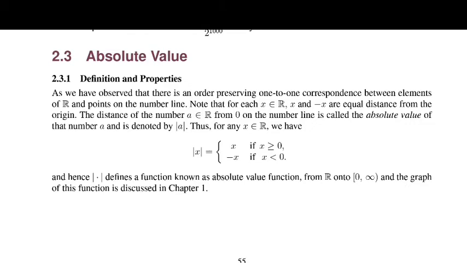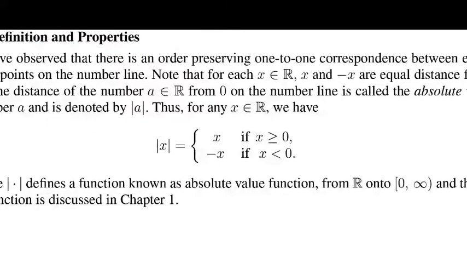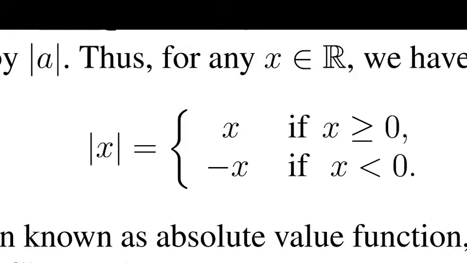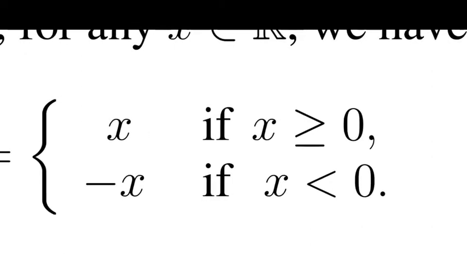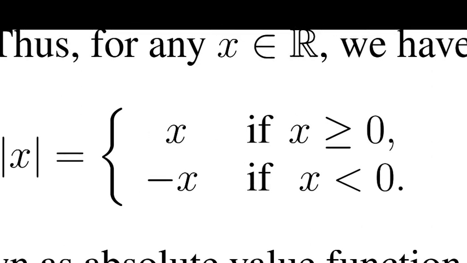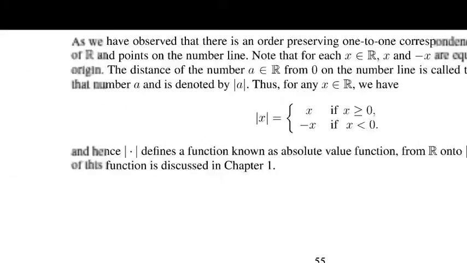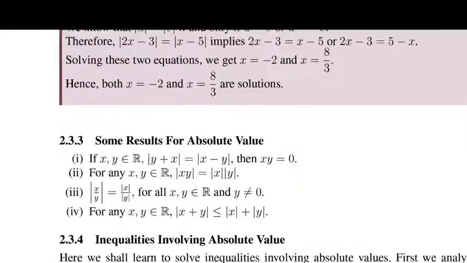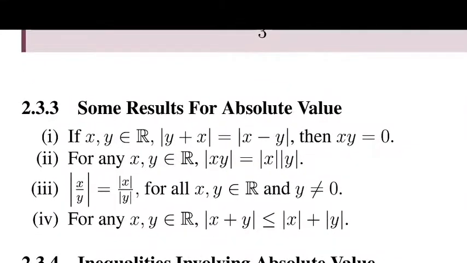Absolute value. We already saw that the absolute value, the modulus of x, is x if x is greater than or equal to 0, and minus x if x is less than 0. Next we are going to see some results for absolute value.